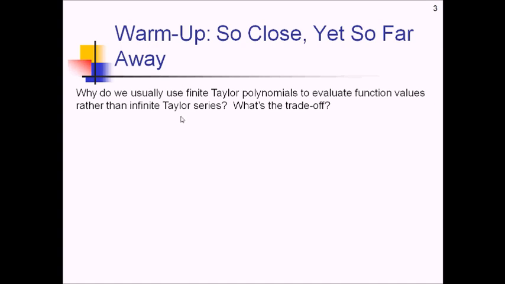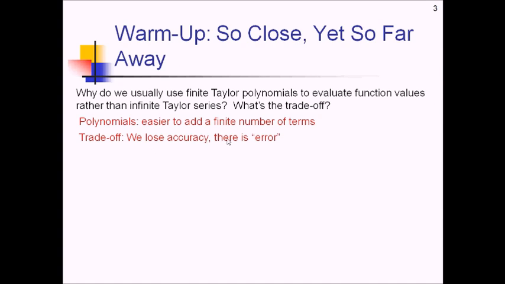Alright, so we're using these finite polynomials because it's easier. It's easier to add a finite number of terms than an infinite one. But there's a trade-off, and that's that we lose accuracy. There's some error. Let's talk a little bit more about this error.